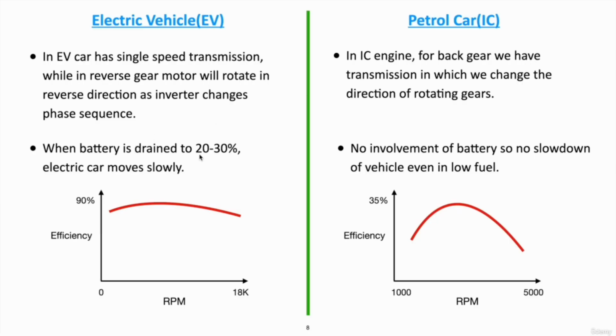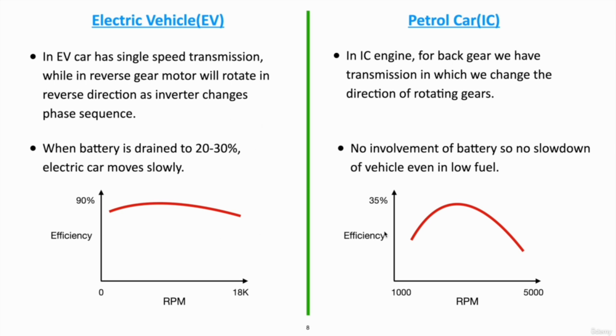When the battery is drained to 20 to 30%, electric cars move slowly. This is one of the disadvantages of electric vehicles. But in IC engine, there is no involvement of battery, so no slowdown of the vehicle even at low fuel.